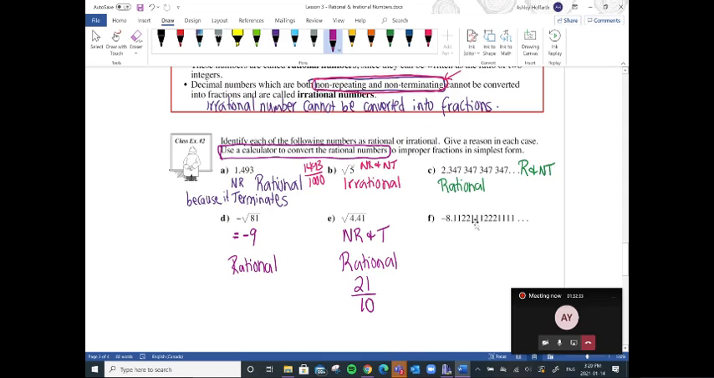Okay, now F is a really good question. We've got negative 8.1122111222111. The decimal is two 1s, two 2s, three 1s, two 2s, four 1s. You can imagine what would be next would be four 2s, five 1s, five 2s, six 1s, six 2s. Because of the dot, dot, dot, we definitely know it's non-terminating. But is it repeating or non-repeating?